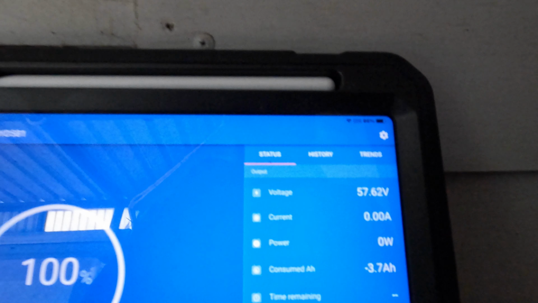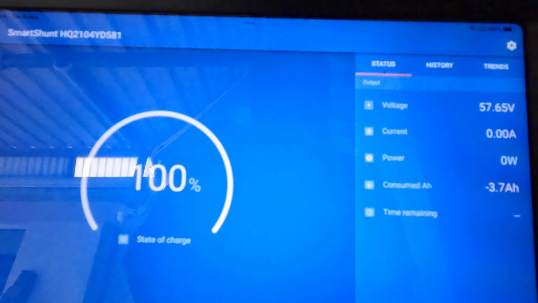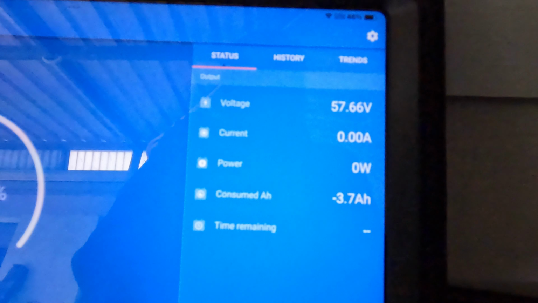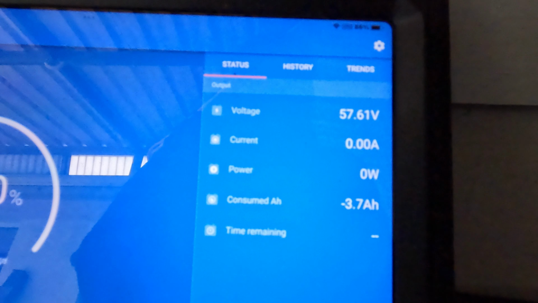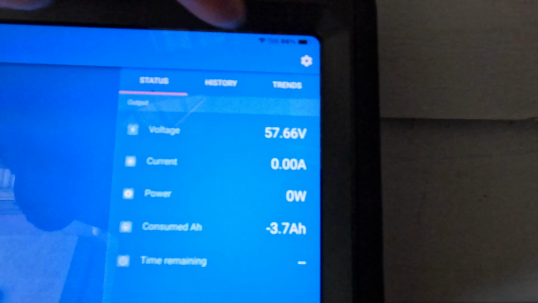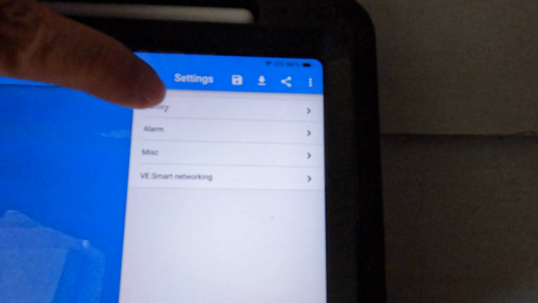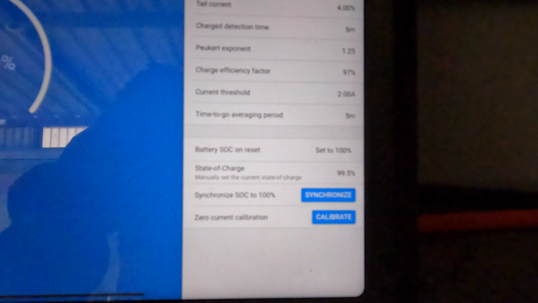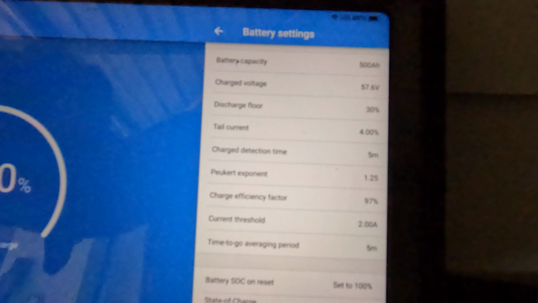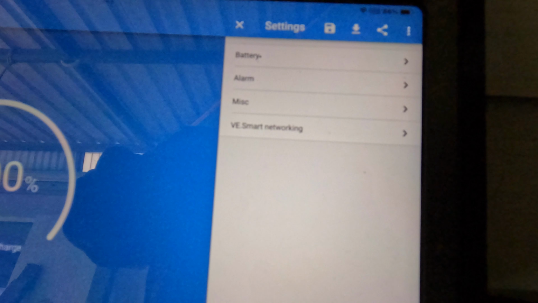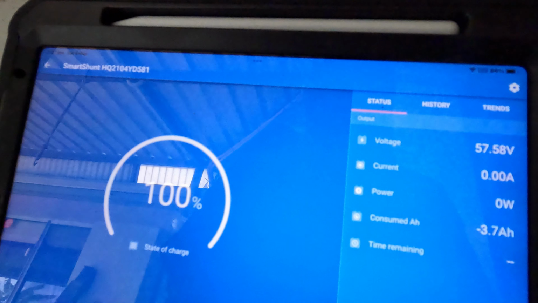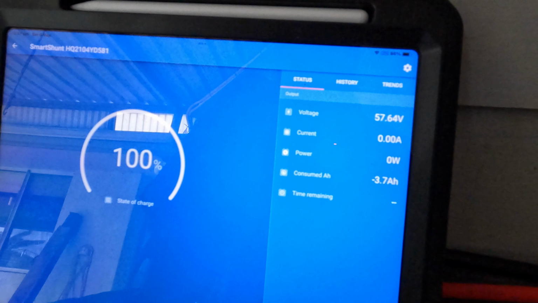All right. Now, the batteries are currently at 100%, and this is correct, because when it got to zero, after charging up, I pushed the button that resets everything. If you go into there and you go into battery, down the bottom, synchronize at 100%, zero current calibration. So I set it up for lithiums and waited for them to get full. Then I calibrated and zeroed. So this should be spot on now, absolutely spot on.